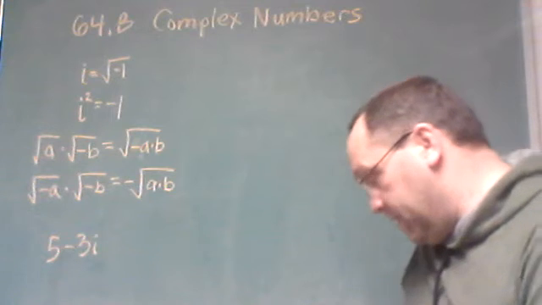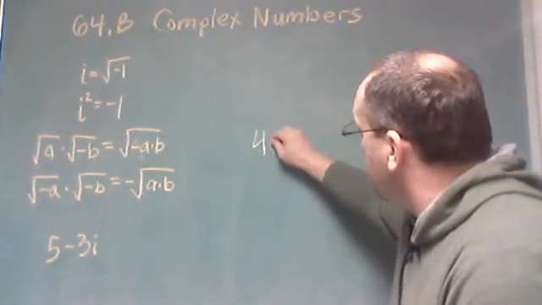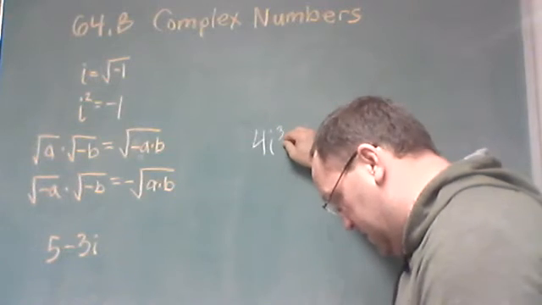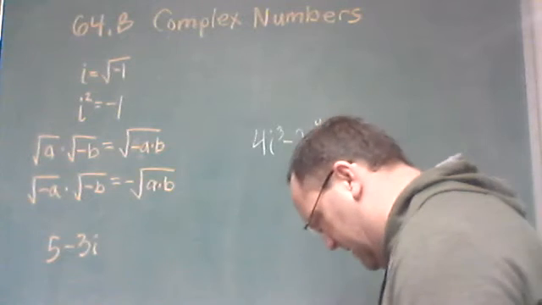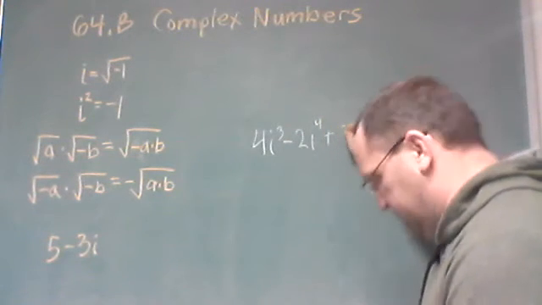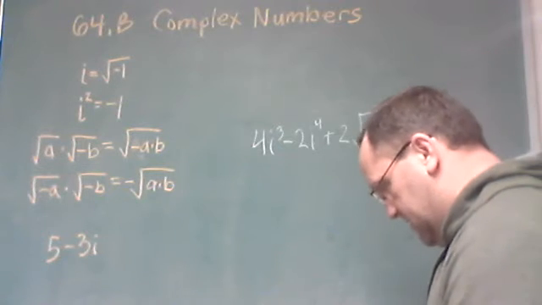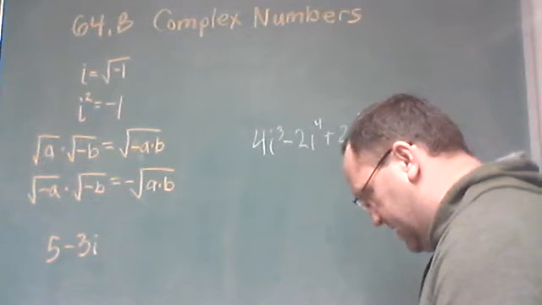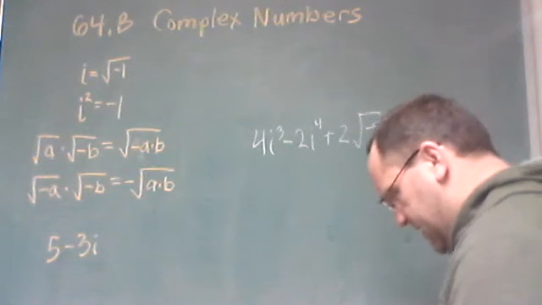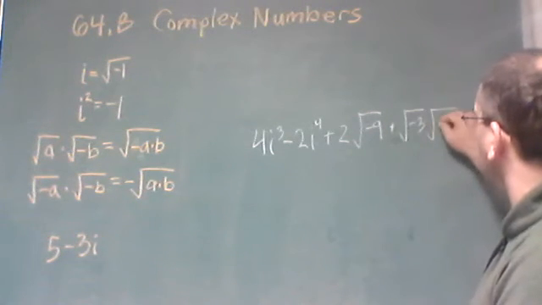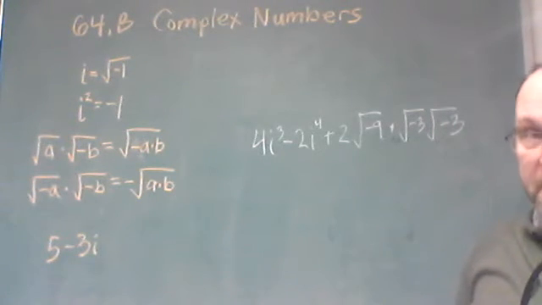Going to the next example, simplify this expression: 4i to the third minus 2i to the fourth plus 2 square root of 9, square root of -9, plus minus square root of -3 times square root of -3.